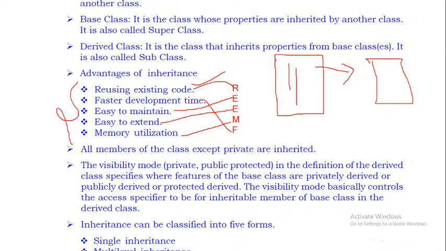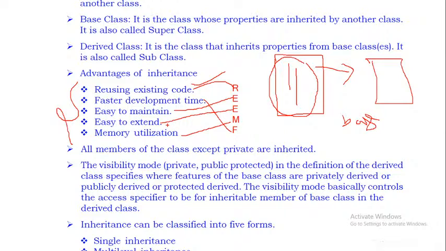Faster development time means what? Faster development. No need to write the entire lengthy code, right? We are just calling this code, right? So it will be faster development time, obviously. And also we can easily maintain. See, base class data and derived class data we can easily maintain. There is no difficulty in this.